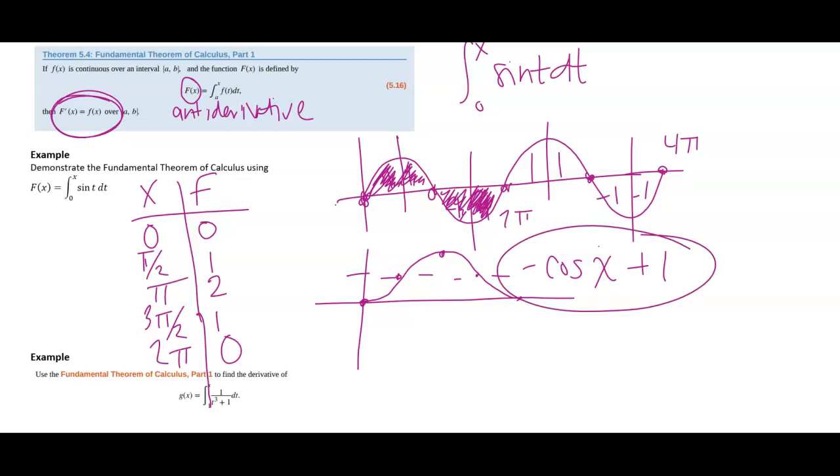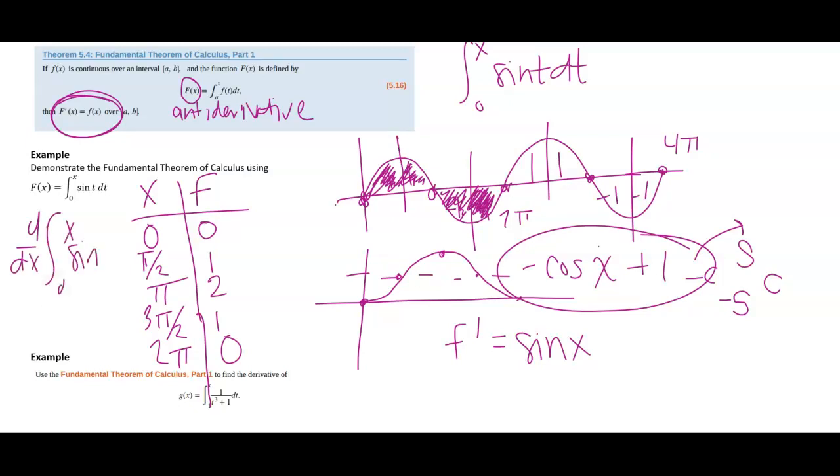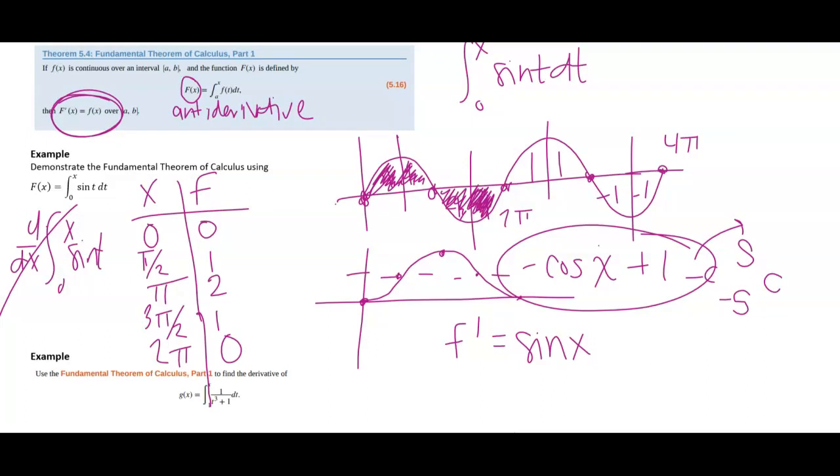Well, if I then want to find big F prime, I'm going to take the derivative of negative cosine. And so notice if I take the derivative of an integral, they just cancel out essentially, and you replace your variable with x. And that's what our formula right here, our theorem, says that we can do.